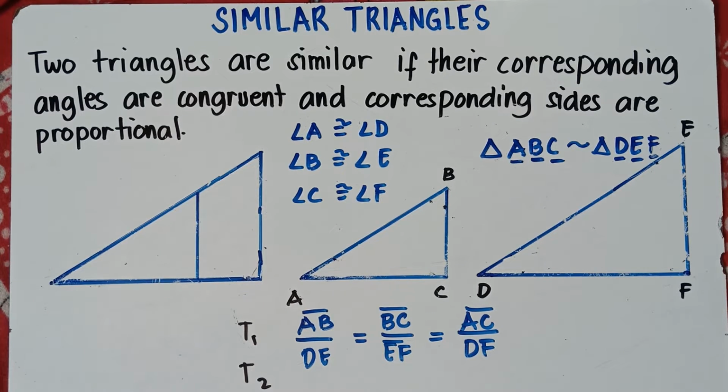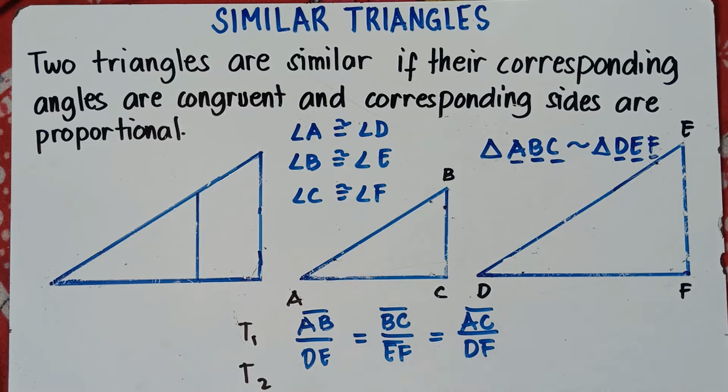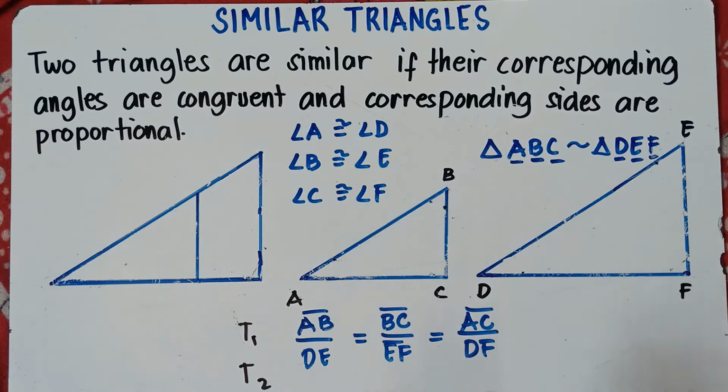So that's the thing there, class. We can make proportions if their corresponding angles are congruent. Now if the teacher asks for a side, if one side is unknown, we can find the side, class, by making these proportions.